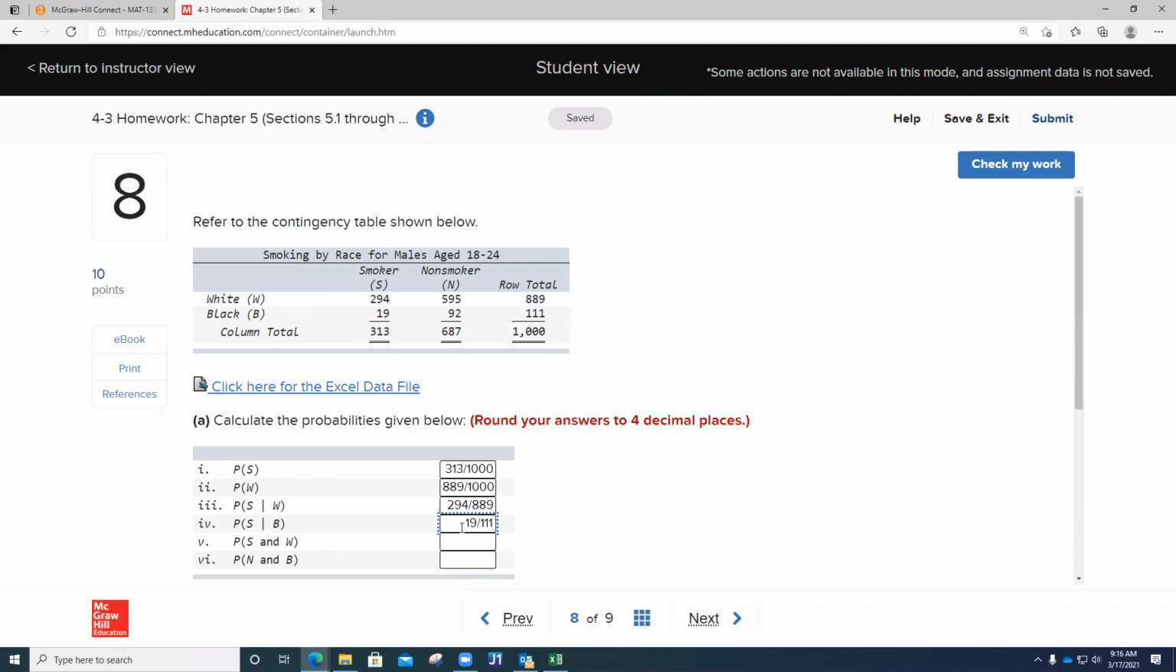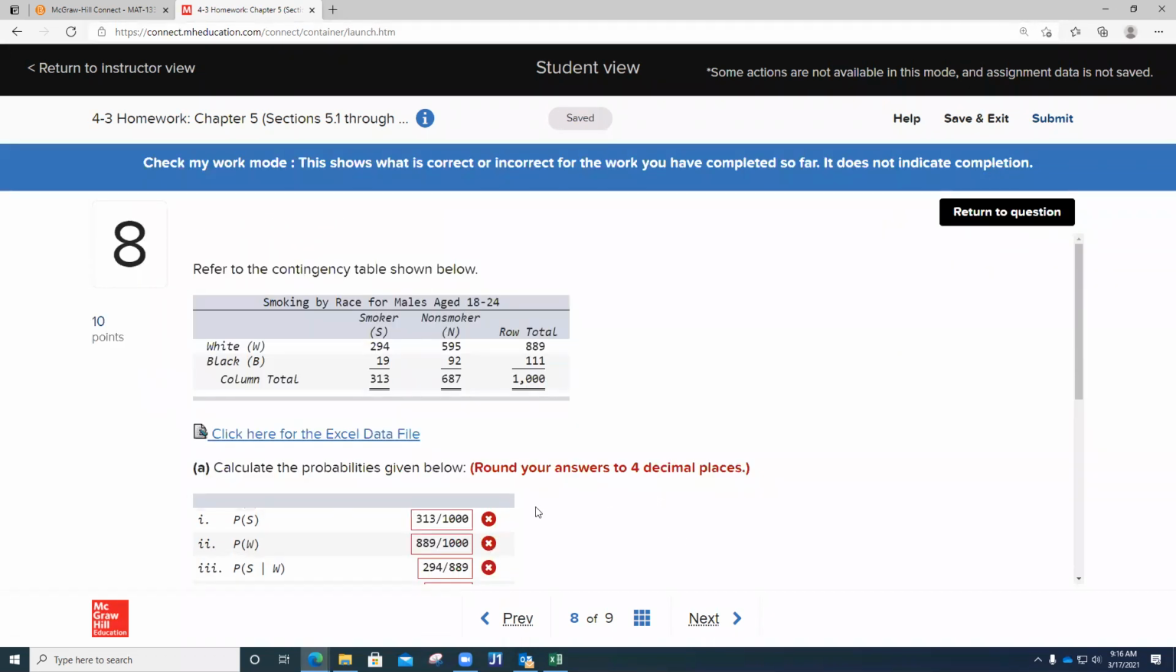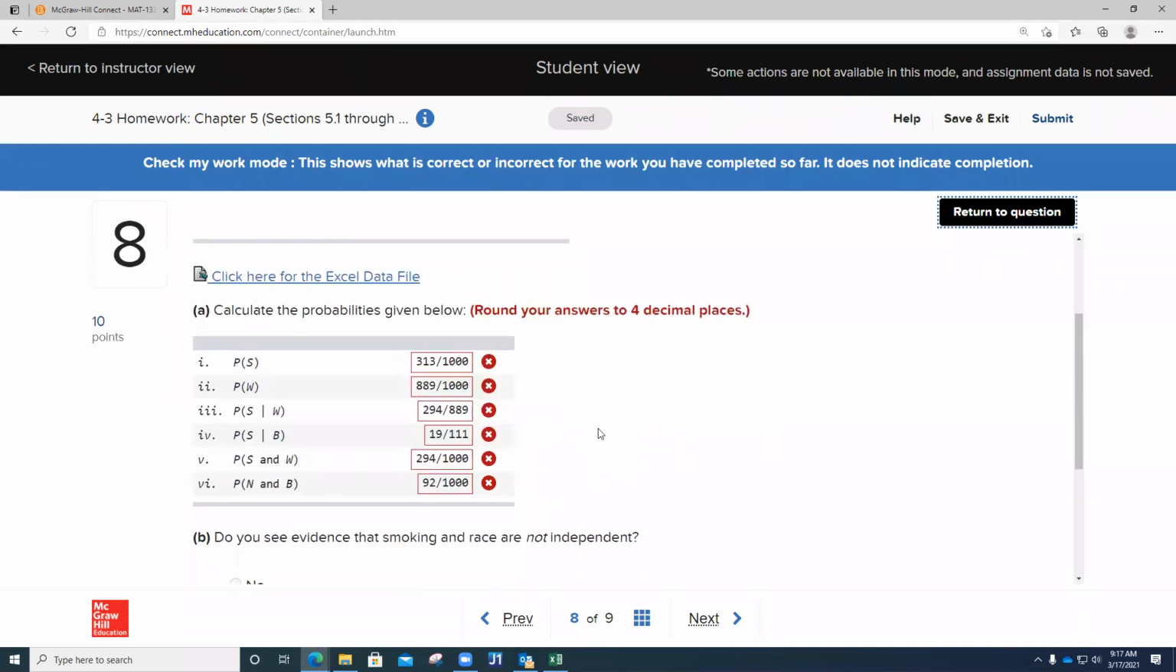So basically, you could do it the way we just did in the previous problem if you want and use the formula. But when you have a table, if you understand what the numbers mean, you can just pull them out. All right. And so smoker and white, again, it's just the number in that spot. So that's the 294. But now I'm back to and, so it's over the total. Given is the only one that changes the total. Non-smoker, so be careful, N, and black is 92 over the total. And if I hit check my work, it's going to tell me they're wrong because I didn't simplify any of these, right? Oh, and it told me to put them in decimals.